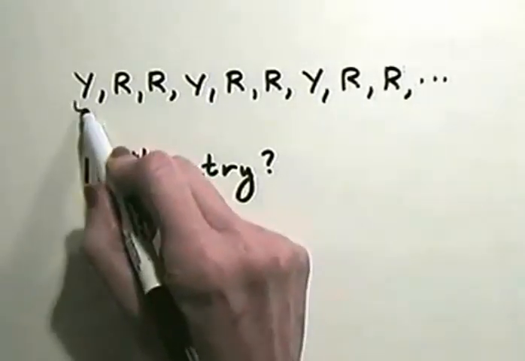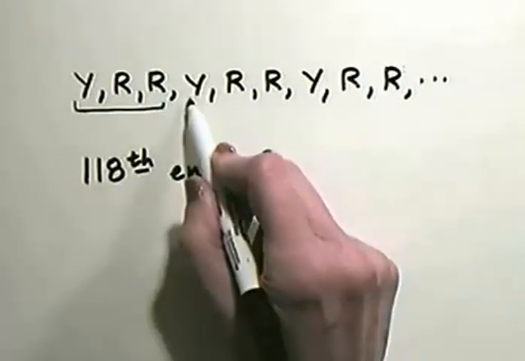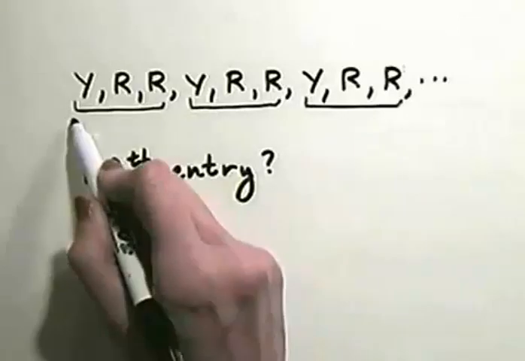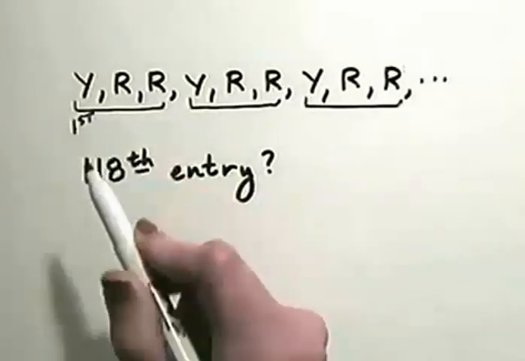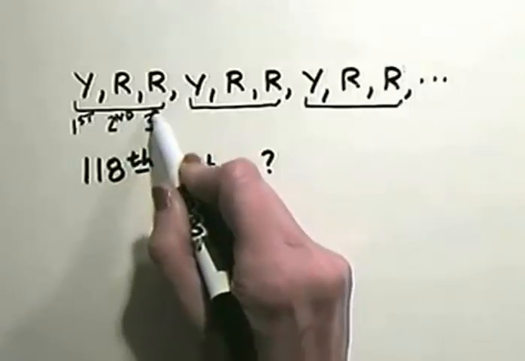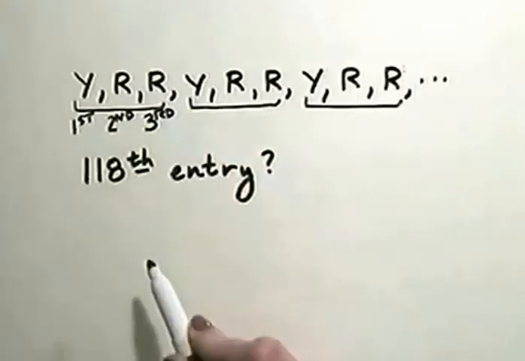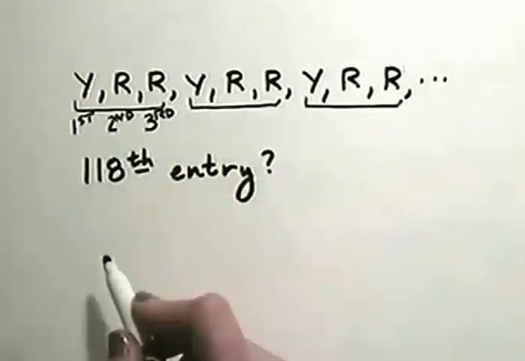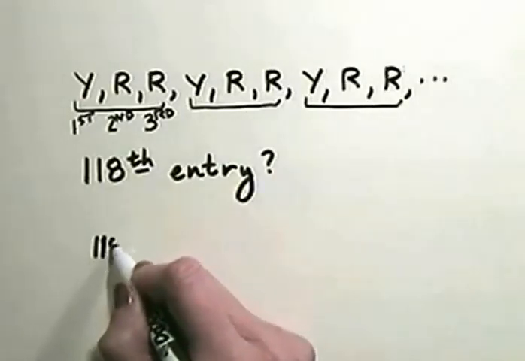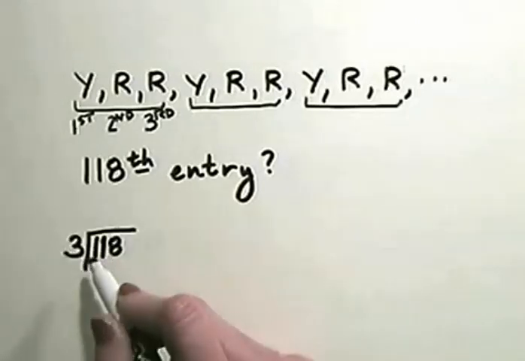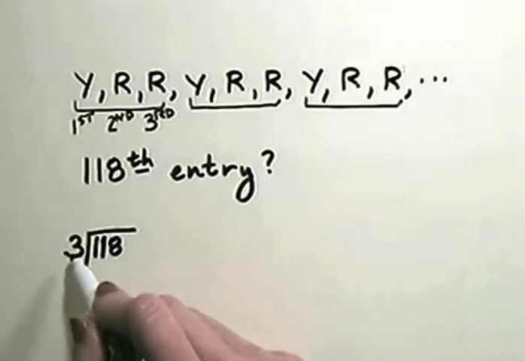Instead, what we want to note is that we have a pattern that recurs in groups of 3. The first in that group is going to end up giving us a y. The second in that group ends up giving us an or, and the third in that grouping ends up giving us an or. Where would 118 end up in this grouping? To figure that out, if we take 118 and we divide by 3, we can find out how many groups of 3 there are. The remainder of that division is going to be the key.